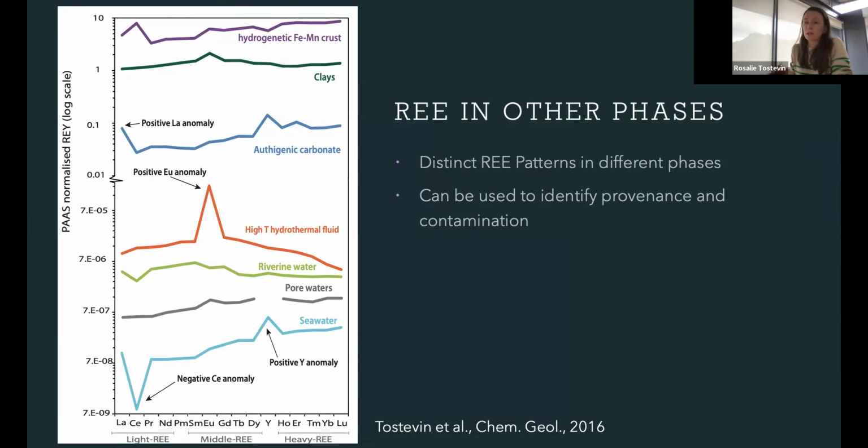We can look at the entire rare earth element pattern and say something about whether we think we've extracted a primary seawater signal, or we think we're looking at more of a hydrothermal signal or a clay signal, or an iron manganese crust, for example, which is obviously very useful when we're trying to reconstruct environments in deep time.